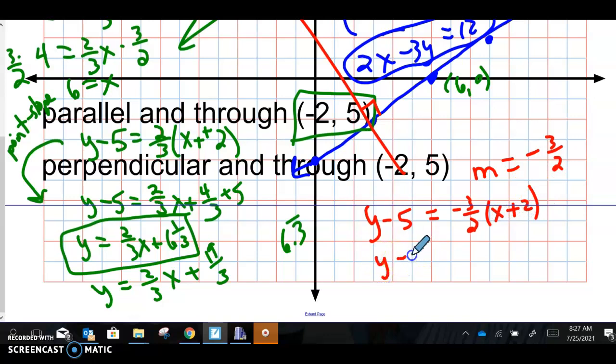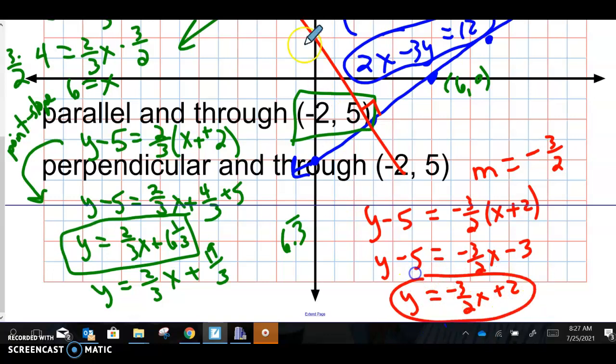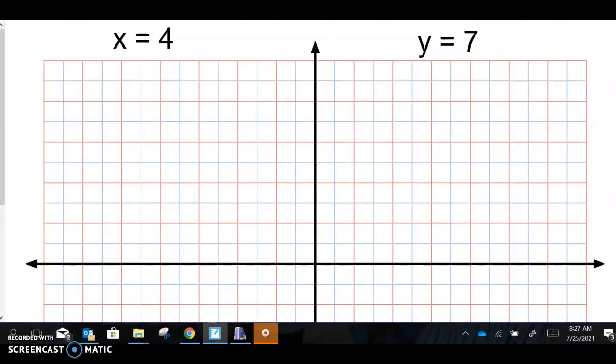And now I'm going to be taking negative 3/2 through. Negative 3/2 times 2 is negative 3. Then I'm going to add 5. Negative 3/2 x. Adding 5 to negative 3 will give me 2. And graphically, that looks about right. The y-intercept is 2. So those are lines.